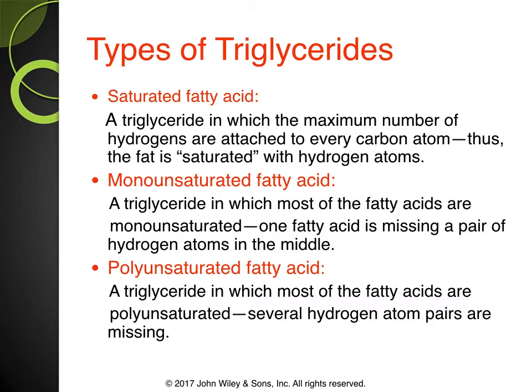So let's start with saturated fatty acid, and I'll just move to mono, and then poly, and it'll make sense. So saturated fatty acid, a triglyceride in which the maximum number of hydrogens are attached to every carbon atom, thus the fat is saturated with hydrogen atoms. So cool, that's where we get that word from. And then monounsaturated fatty acid is a triglyceride in which most of the fatty acids are monounsaturated. One fatty acid is missing a pair of hydrogen atoms in the middle.